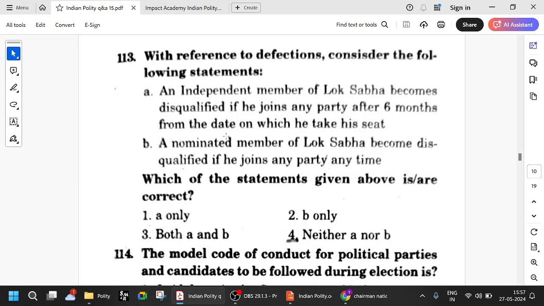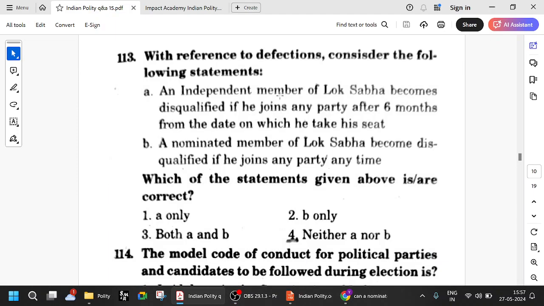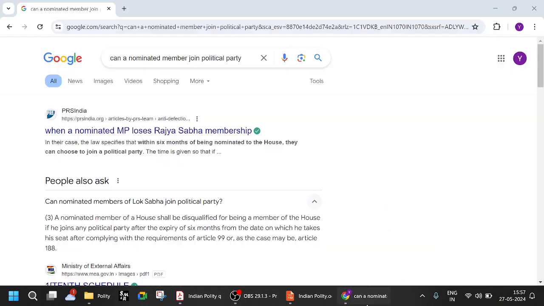This is nominated member, right? Not independent member. Nominated member cannot join. Let me quickly check. So a nominated member also, he can become disqualified only if he joins the party after 6 months. Okay, so within 6 months, he's fine.